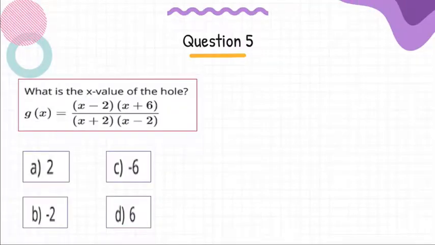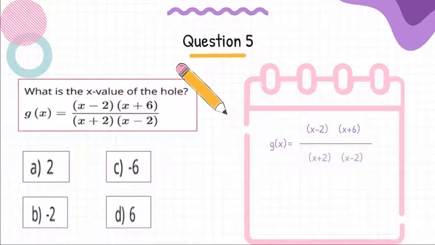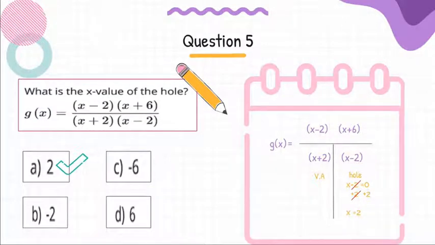Question 5. What is the x value of the hole? g of x equals x minus 2 times the quantity x plus 6, over x plus 2 times the quantity x minus 2. The factor in the denominator x plus 2 is the vertical asymptote, and x minus 2 is going to give me the equation of the hole. Step 3. Set the factor of the hole in the denominator to 0 and solve for x, so the function has a hole at x equals 2.